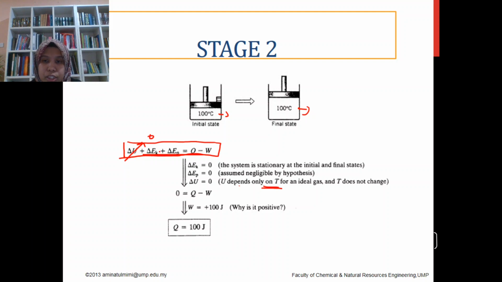And how about kinetic energy? The system is also stationary, it's not moving, so we can consider it as 0. The potential energy we can assume as negligible based on the question. And then we know that here we make it 0. Then delta U equals Q minus W. And the work given in the question is 100 joule. So the heat transferred in this second stage is 100 joule.